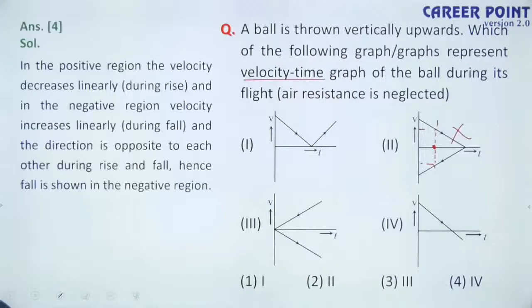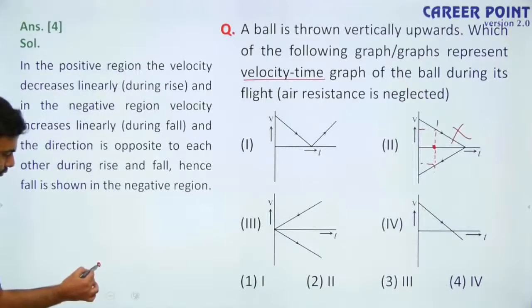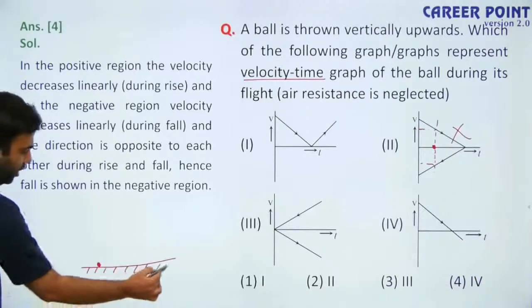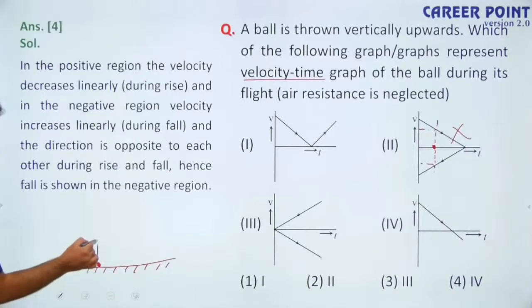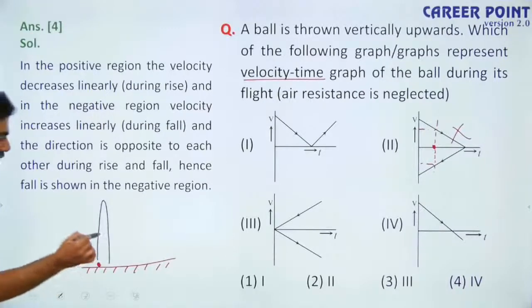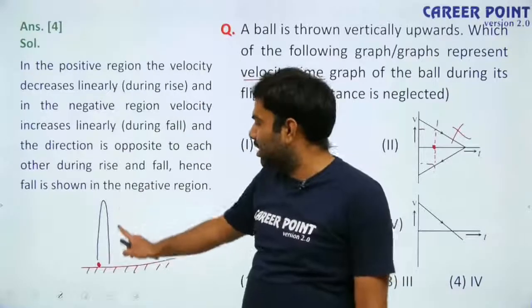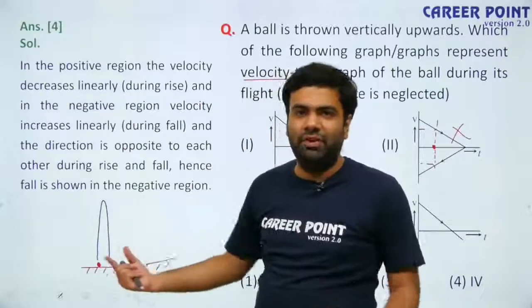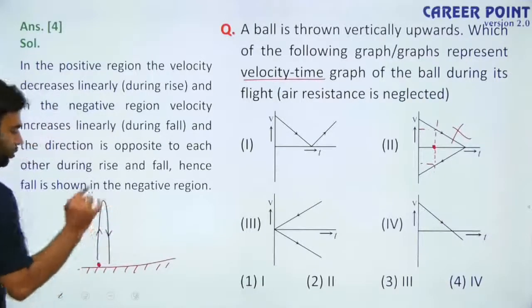See, the answer is 4. How? See this. If this is the ground and I throw this particle, it will go up and momentarily be at rest and then again come down. Its motion is in a single straight line, but I am showing the going and coming path separately for better visibility. This is going up and going down.